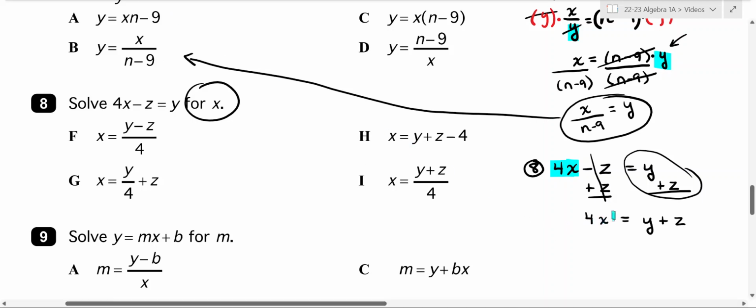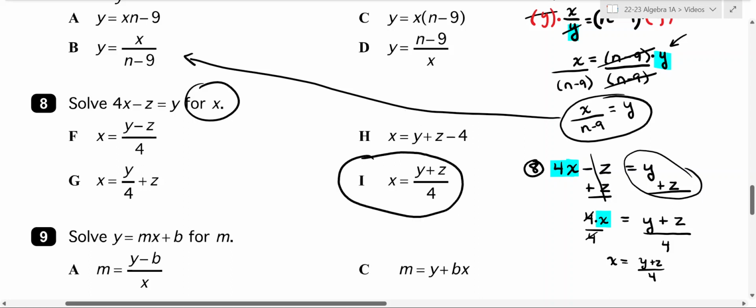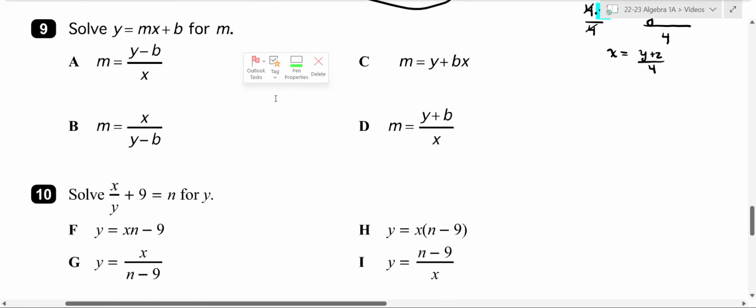And then lastly, we want x by itself. So to undo this multiplication, we need to do division here. So x is going to be equal to y plus z quantity divided by 4. So it's going to be this one. Number 9.